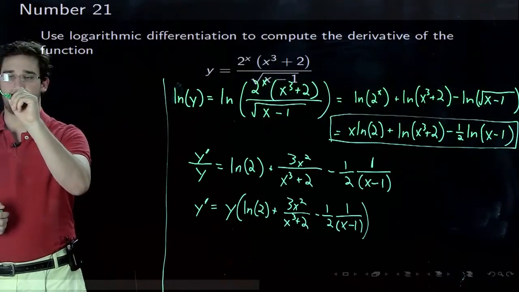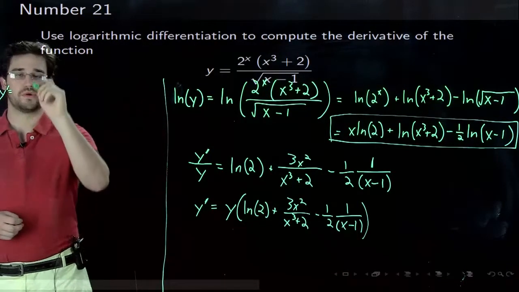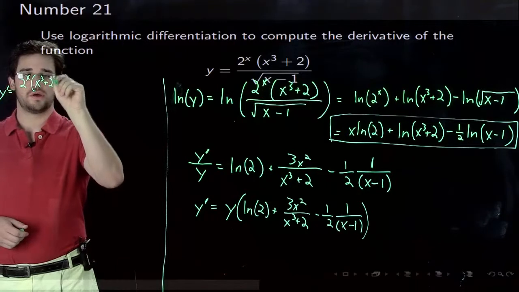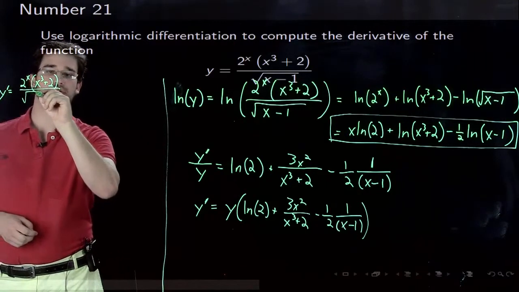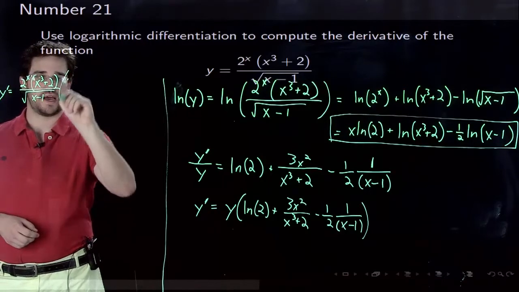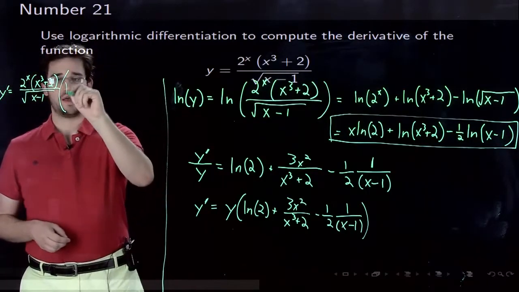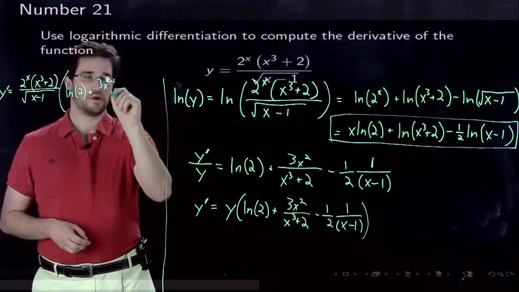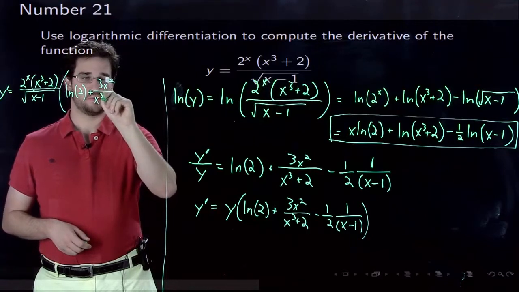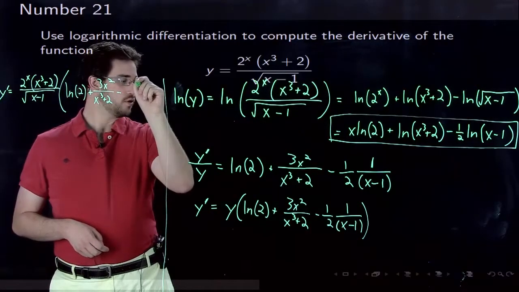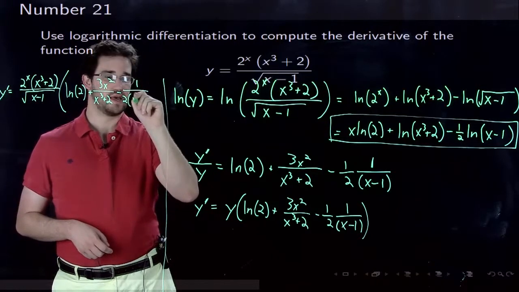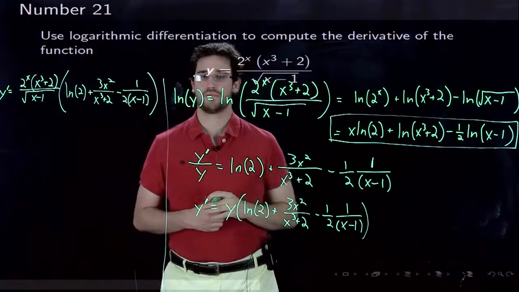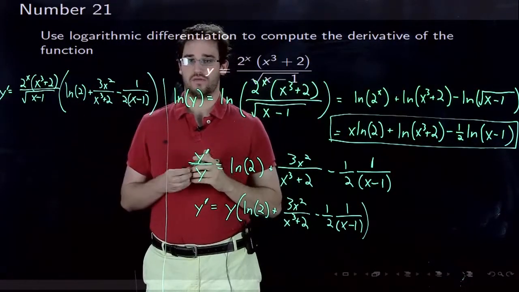You have y prime would be equal to 2 to the x, x cubed plus 2, all divided by the square root of x minus 1, times the quantity of ln of 2 plus 3x squared over x cubed plus 2 minus 1 over 2 times x minus 1. And that would be your derivative of y.